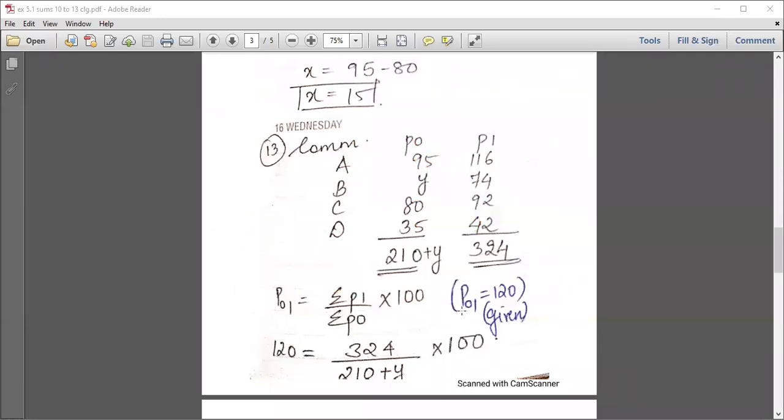So in this case, as you can see, price index number is 120. Now you have to find the value of Y. Here is the missing frequency. So the same logic, 95, 80, 35 gives you 210 plus Y, 116, 74, 92, 42, 324. You'll put the formula P01 is equal to summation P1 upon summation P0 into 100. So 120 is equal to 324 upon 210 plus Y into 100.